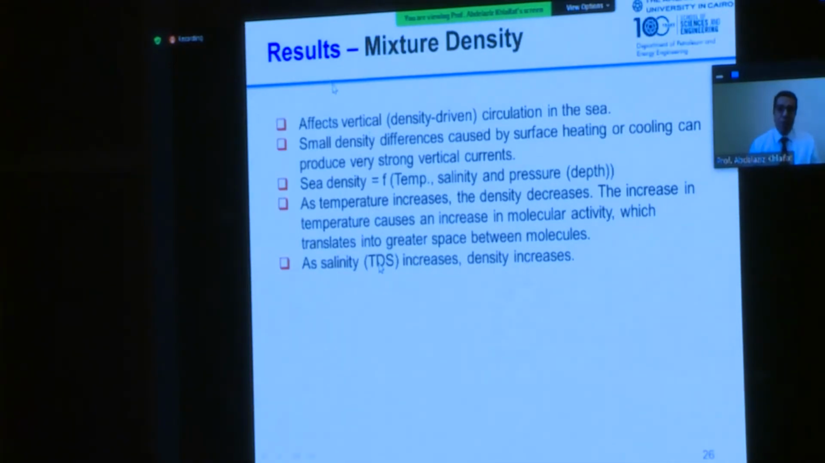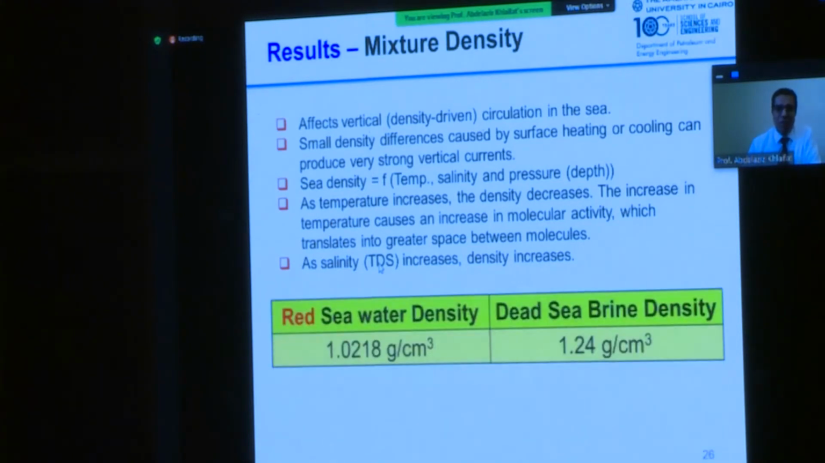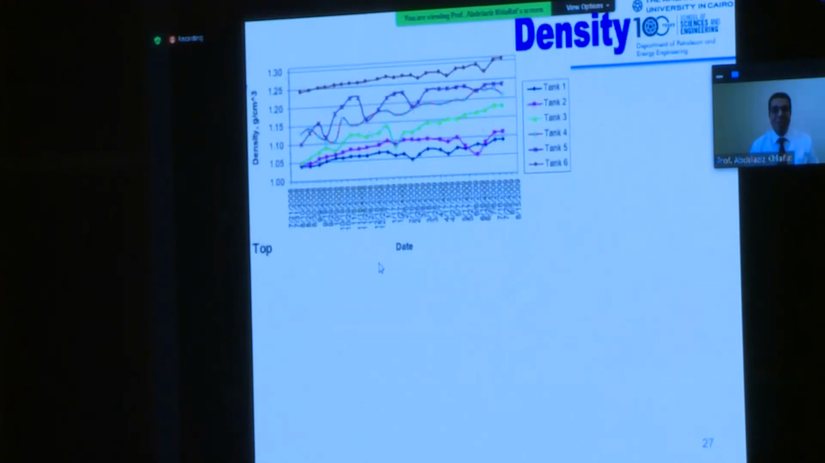Now, density variation is another property to look at, and density is significantly related to salinity, and of course it's a function of pressure, temperature, and composition of the vessel. It's well known that the density of the Dead Sea is 1.24 grams per cubic centimeter, compared to the Red Sea, which is very close to fresh water, 1.0 to 1.08 grams per cubic centimeter. Mixing these two bodies will change the density.